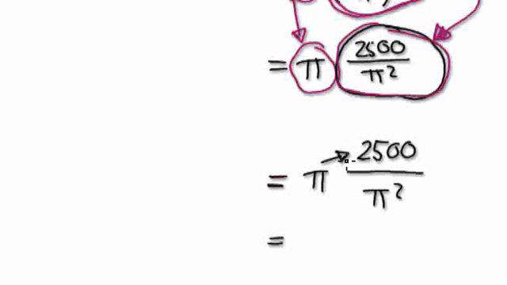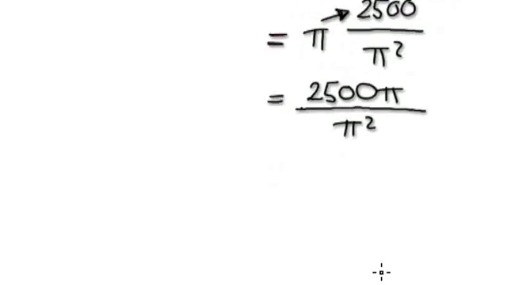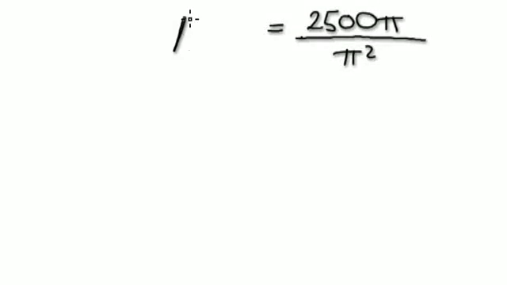So here a whole number timesing a fraction. When you times a fraction, it always gets multiplied to the top. Okay, so it will be 2500 pi, because the pi times to the top, and we always put the number first. So it becomes 2500 pi over pi squared. Okay, so the area is given by 2500 times pi divided by pi squared.